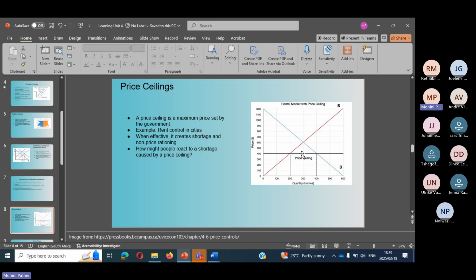What does that do? Well, at $600, we could only afford 300 homes. But because the government has now set a price ceiling at $400, now 400 people can afford to buy homes. So what they've caused is a shortage in the market.